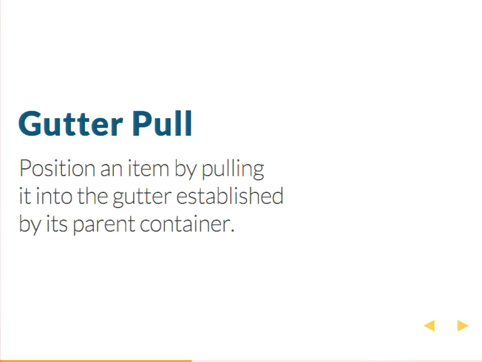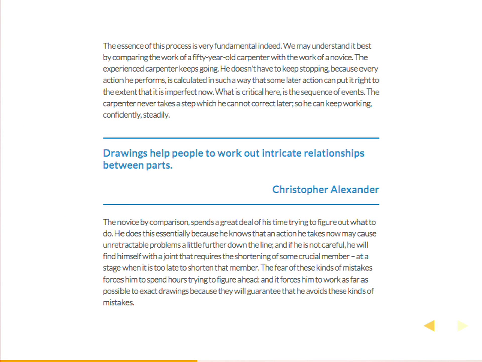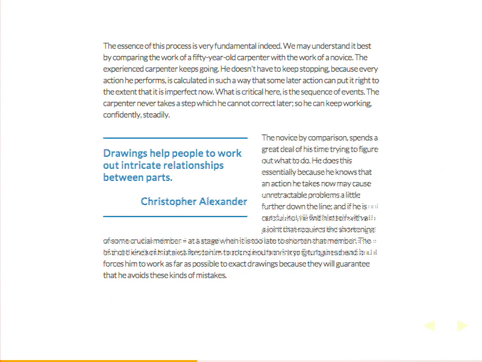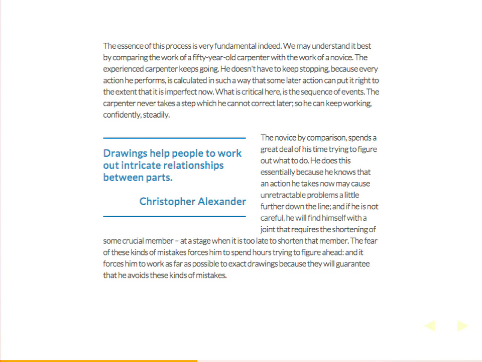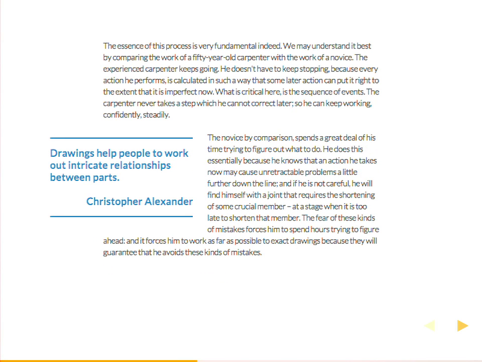This next pattern is called gutter pull. So position an item by pulling it into the gutter established by its parent container. This is just an example of maybe an article with a block quote in it. And we want to pull that block quote off to the side to kind of highlight it a little bit. So we take that quote, we float it left, and give it a defined width. And that allows the text to wrap around. And then using the gutter pull pattern, we just apply negative left margin to that quote, and that'll pull it into the gutter, and the rest of the content will follow it. So that can be helpful in certain cases.